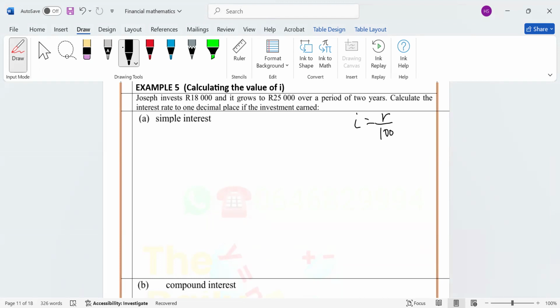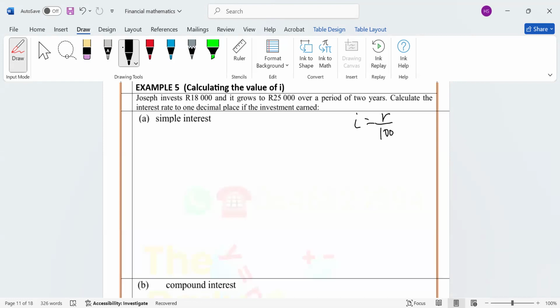So what are we looking for today? We're not looking for I, but we're looking for R. R is the interest rate as a percentage. I is the interest rate as a decimal. So which one do we want? We want the one as a percentage. But they're not going to ask you to calculate it as a percentage. They will just say calculate the interest rate.